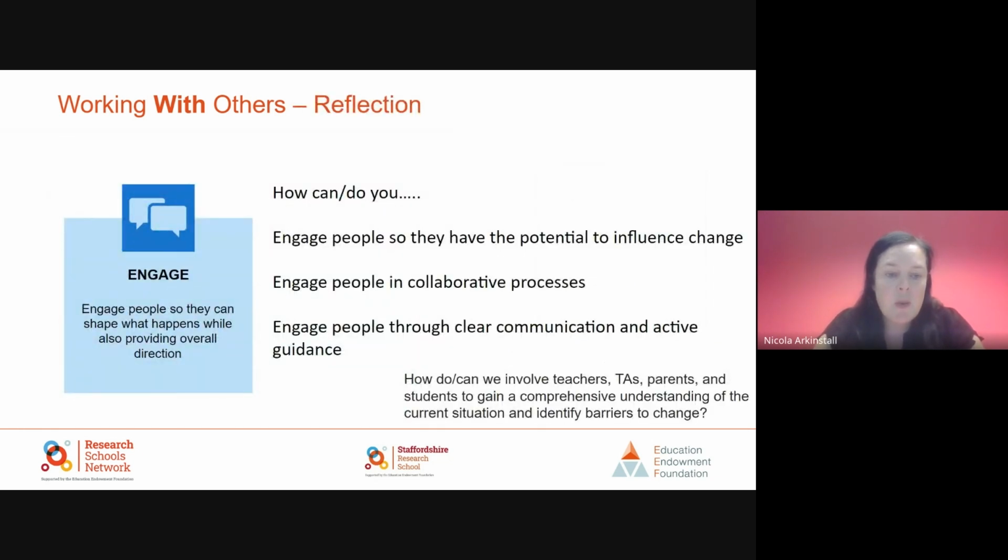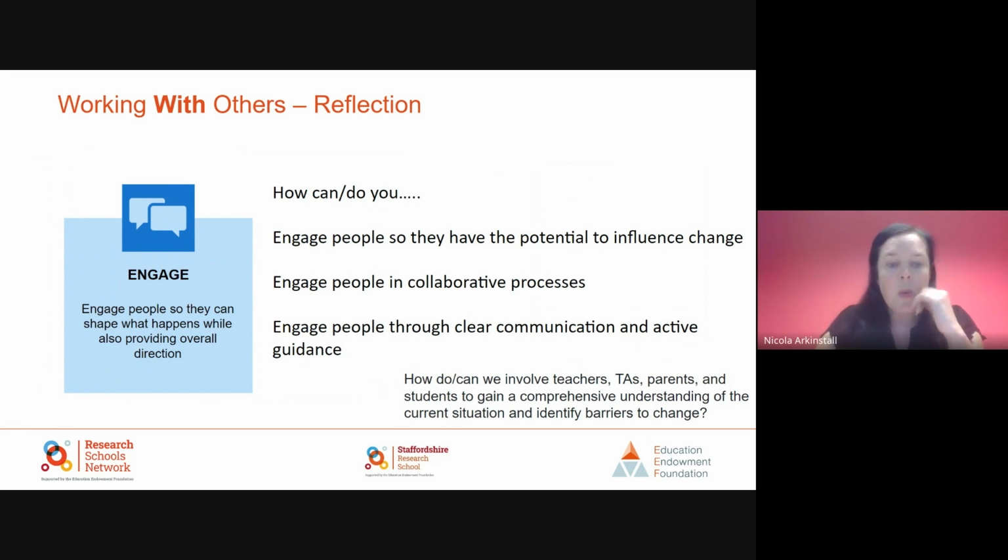So there's just a few reflection questions here to think about in terms of your role in your subject in your school. So how do you engage people so they have a potential to influence change? And if you do have any good ideas, please do put them in the chat. It'd be great to hear if you've got some really good ways that are successful in your subject area that can support other subject leaders.